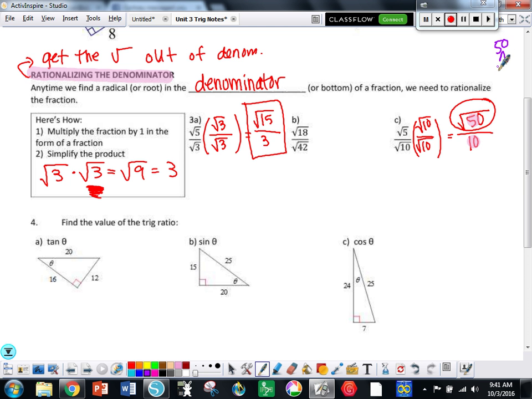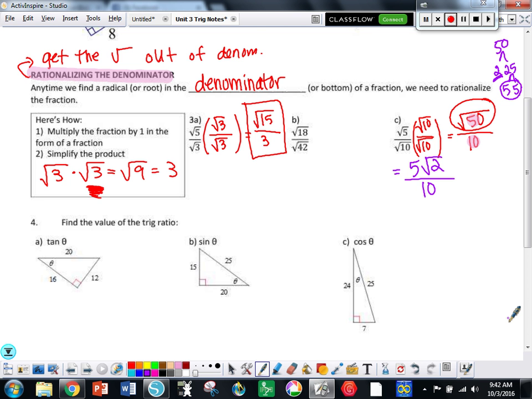50 is, and then 5. 5 and 10. So does it break down? I've got a group of 5, a loner 2, so let's rewrite that. Where do we write it? 5 square root 2, group goes out, loner stays in. And what's that going to be over? 10.